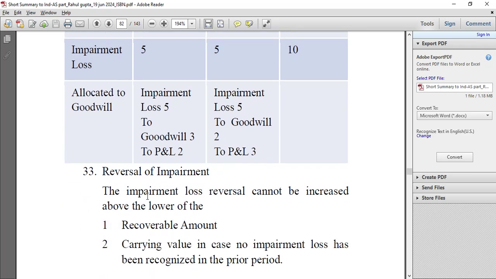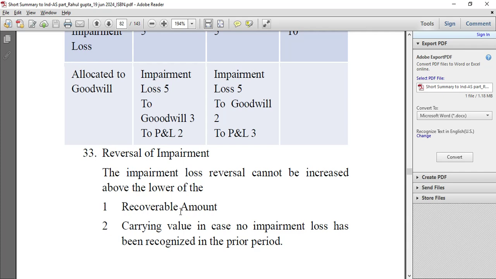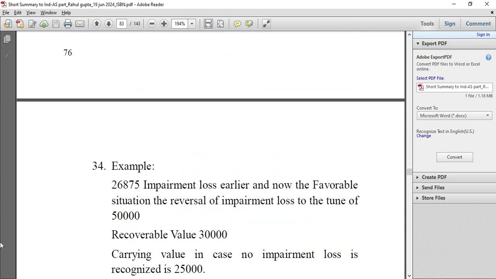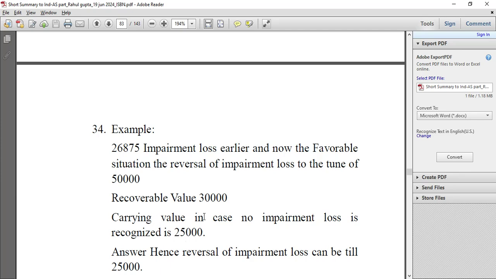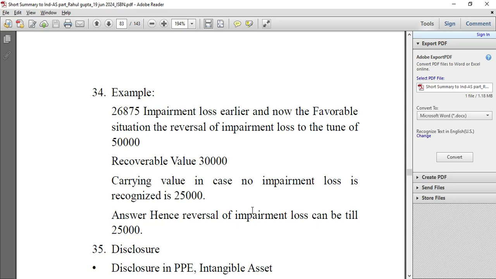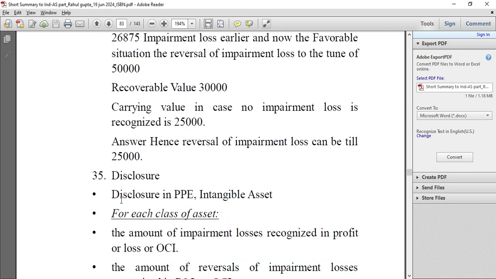Reversal of impairment loss. The impairment loss reversal cannot be increased above the lower of the recoverable amount or the carrying value in case no impairment loss had been recognized in the prior period. So, example: 26,875 is the impairment loss earlier, and now in a favorable situation there is a reversal of impairment loss to the tune of 50,000, and recoverable amount is 30,000. The carrying value in case no impairment loss was recognized is 25,000, and hence reversal of impairment loss can be the lower of the two, 25,000 or recoverable value 30,000, so the reversal can be done till 25,000.